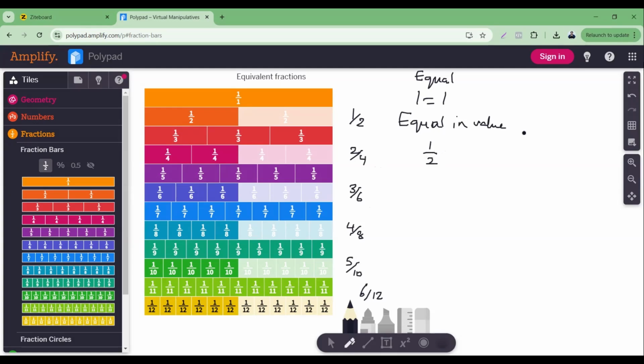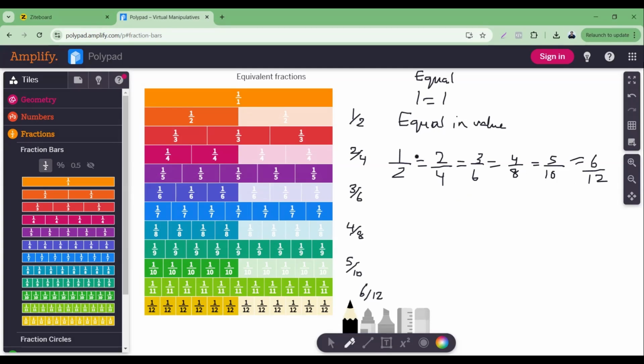That means one half is equal to 2/4. One half is equal to 2/4. That is equal to 3/6, and that is equal to 4/8, and that is equal to 5/10, and that is equal to 6/12. Now, when you see all these things, are you seeing any pattern here? Yeah, there's a pattern here. 1, 2, 3, 4, 5, 6, 2, 4, 6, 8, 10, 12. There's a pattern happening there.